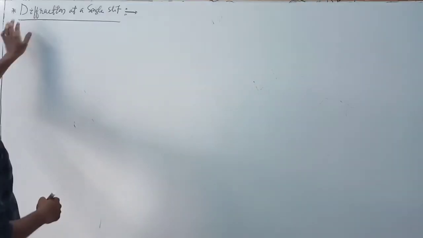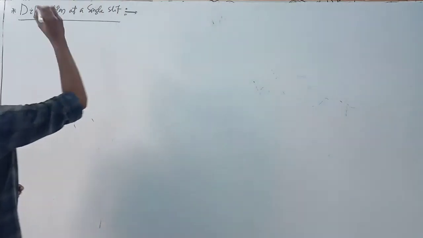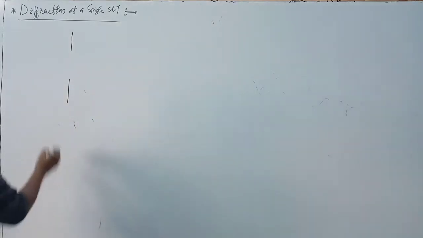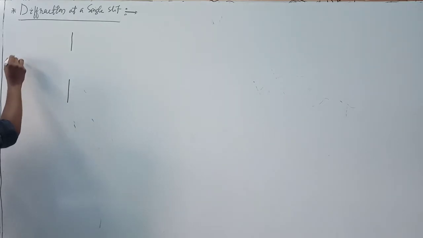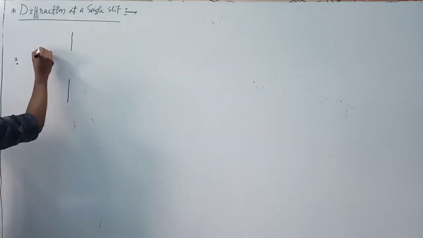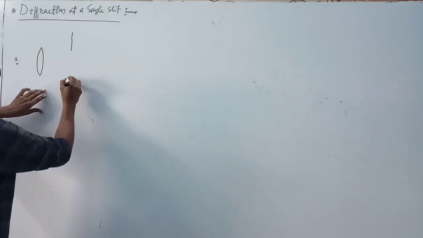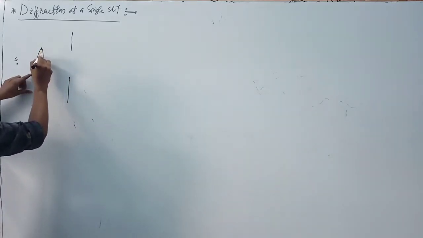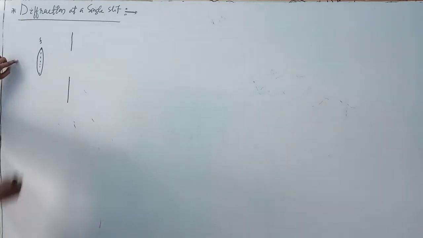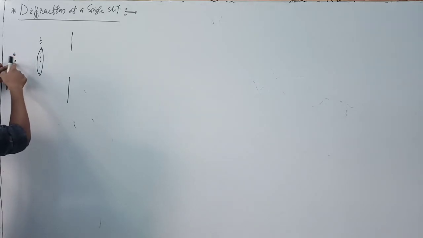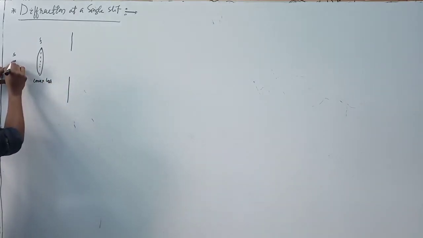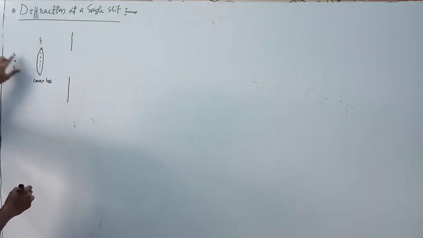So now let's start diffraction at a single slit. The diagram is important. Suppose there is a slit here, a single slit, and suppose there is a point source which emits light in all directions. Now we have to place a convex lens here, in such a way that, suppose its focal length is L, and we place the source S on the focal point of this convex lens. Clear? So here is a convex lens, and this point is the focus point, or focal length, of the convex lens.